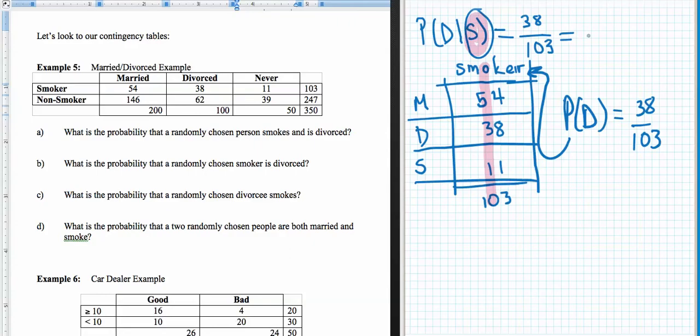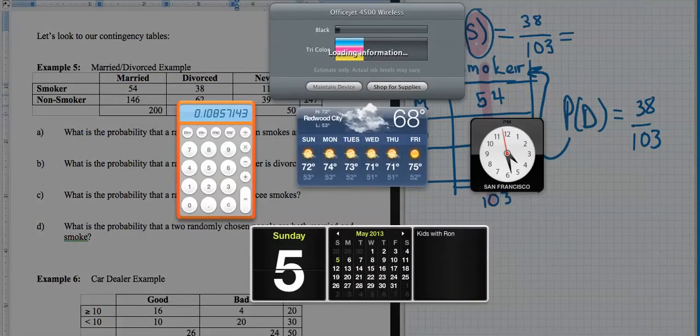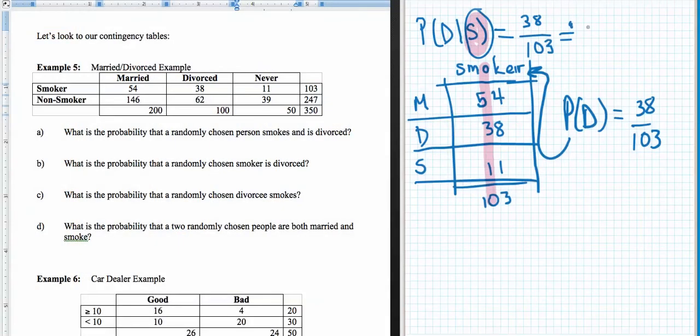Now, of course, we'll have to change this to a decimal. So let's see, 38 divided by 103. And that probability is 0.368932, so approximately 0.369, and that's my conditional probability.